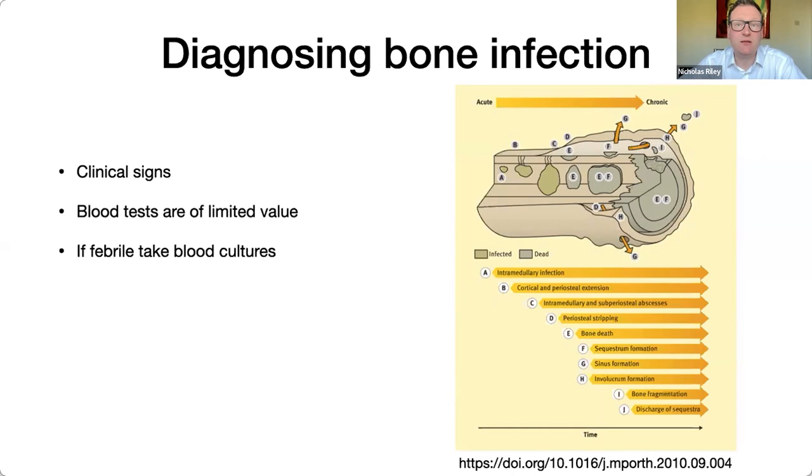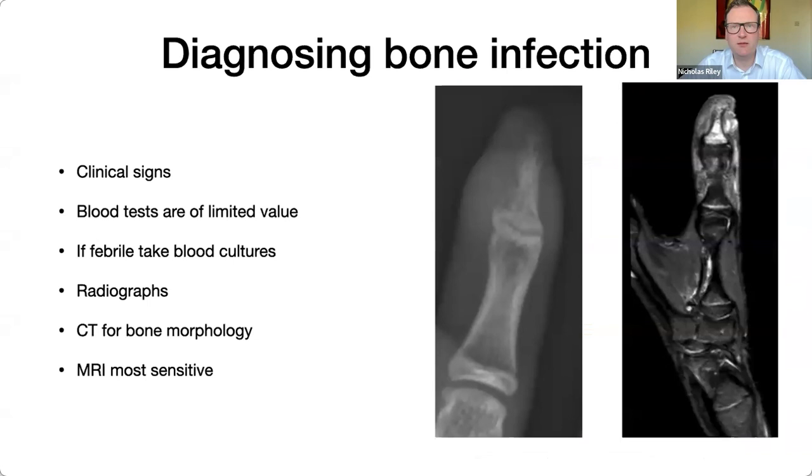Blood tests in these patients are of limited value. We know that patients with chronic disease can have almost normal CRP and ESRs. And for those patients who are having acute problems, we find that the CRP can often lag behind the clinical picture. But the take-home message here is that if you see a febrile patient, take blood cultures, because this can be an important diagnostic tool. When it comes to imaging, the radiograph remains the first port of call. For the first 2 to 3 days, plain radiographs can be normal.